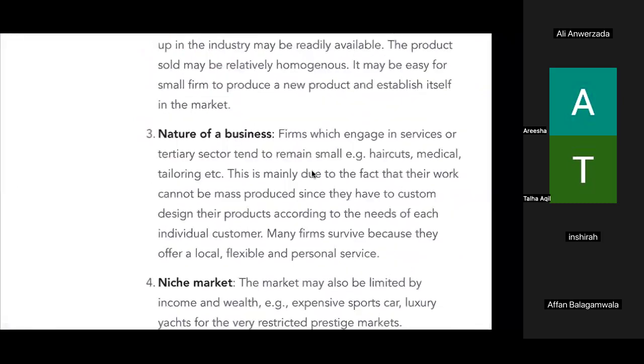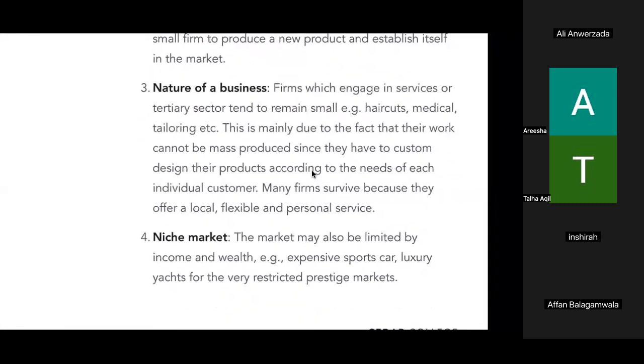That's in another chapter. The nature of the business could also be a reason why you are small. For example, if you are in haircuts, teaching, or tailoring, they require smaller class sizes or a smaller clientele or customer base. Or even if you're a doctor, you may not be able to see many patients in one go. You may need to see one patient at a time. So that could also be a reason why you stay small.